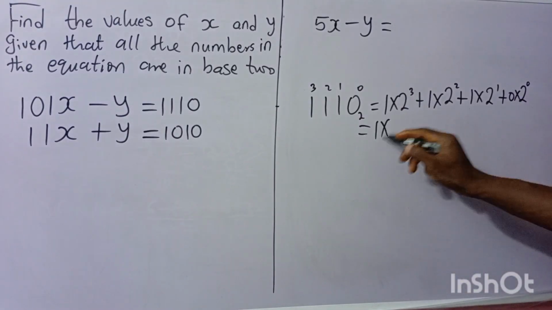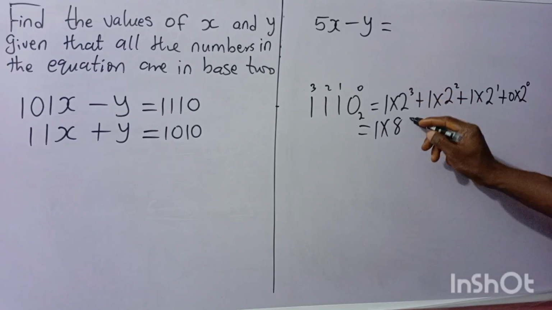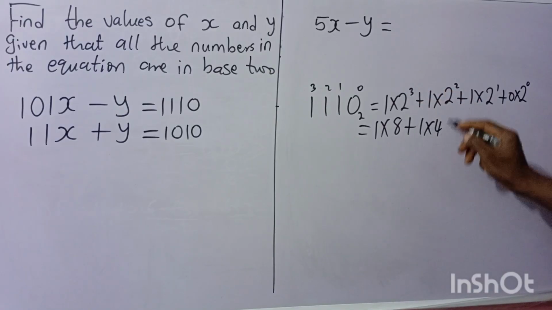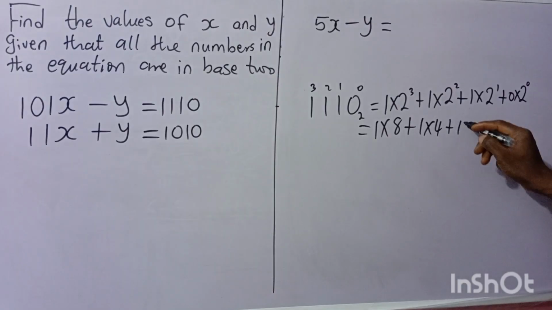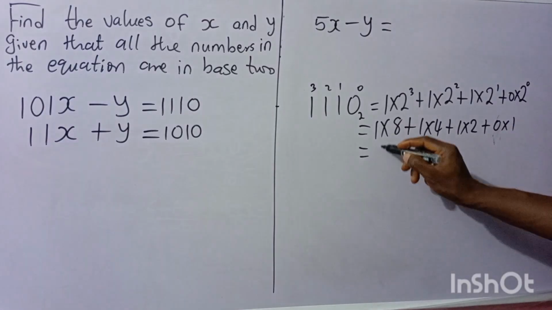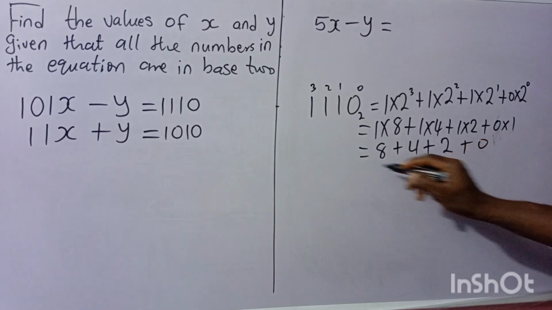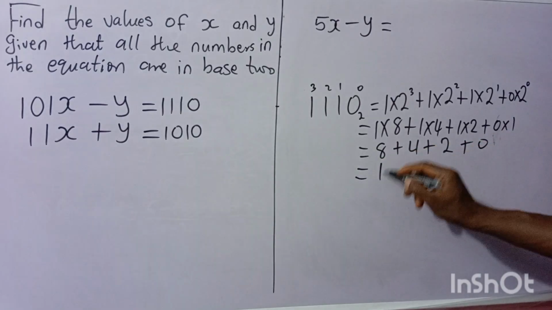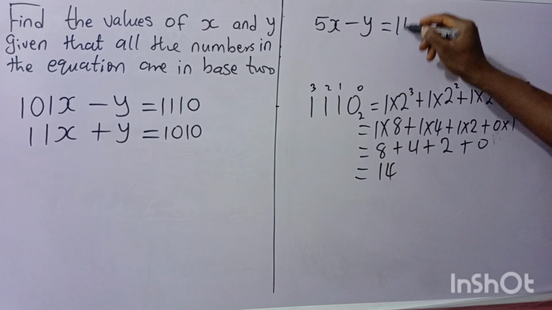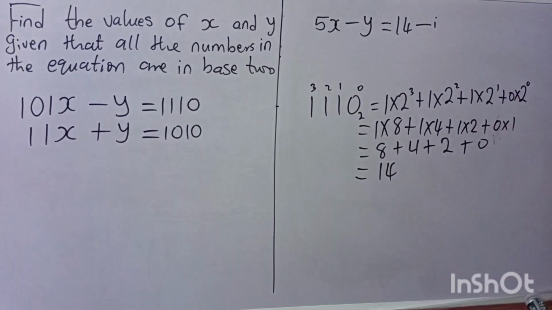Here we have 1 multiplied by 8, that's 2 raised to power 3 is 8, plus 1 multiplied by 4, 2 raised to power 2 is 4, plus 1 multiplied by 2, plus 0 multiplied by 1. Alright, here we have 8 plus 4 plus 2 plus 0. This gives us 14. So what we shall be having here is 14. Let's call this equation number 1.